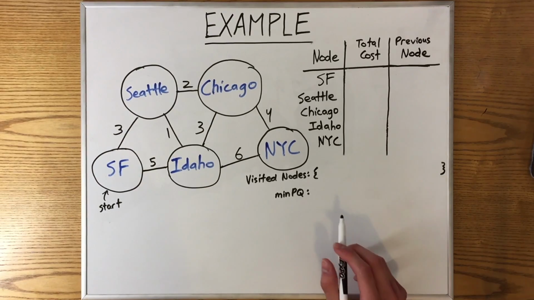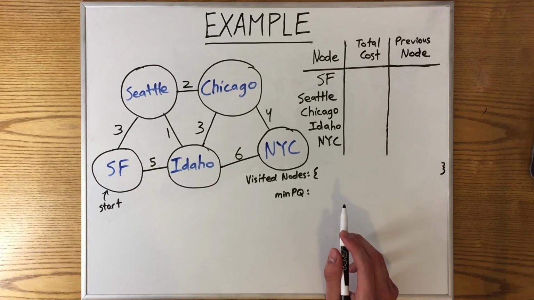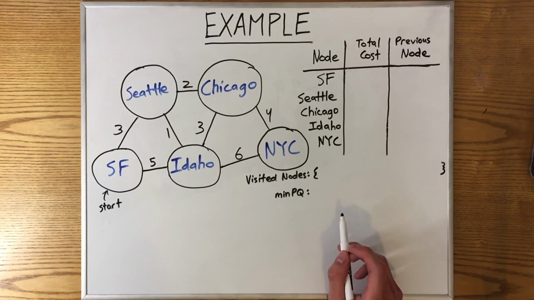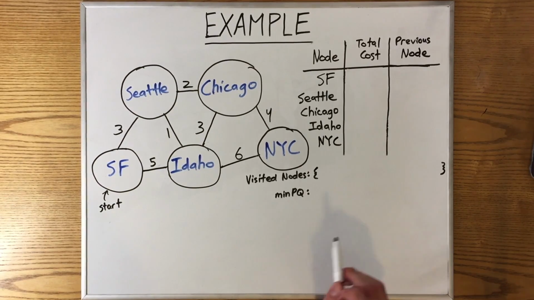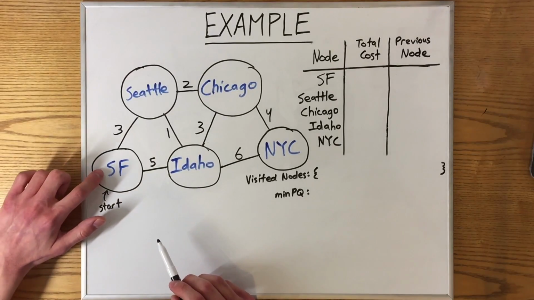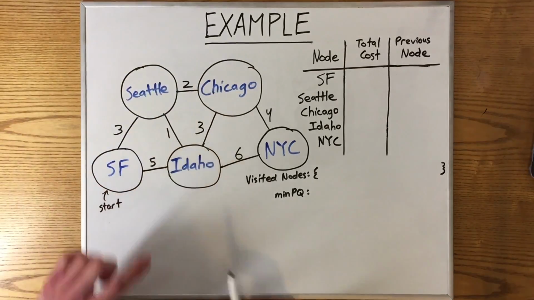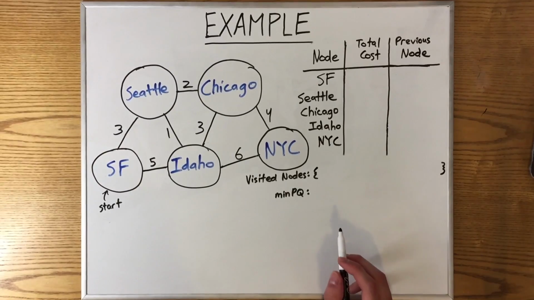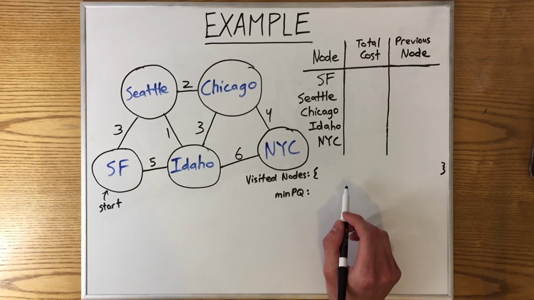At each step of Dijkstra's algorithm, we remove the smallest entry in our minimum priority queue. Then we add all of its neighbors, which are the nodes that are directly connected to it. So if we removed SF, for example, we'd add Seattle and Idaho. Every time we remove a node, we add it into our visited nodes list.